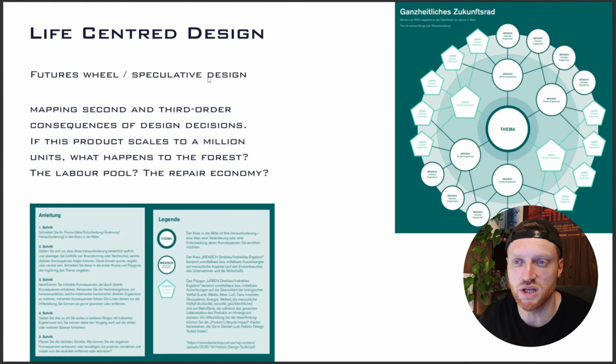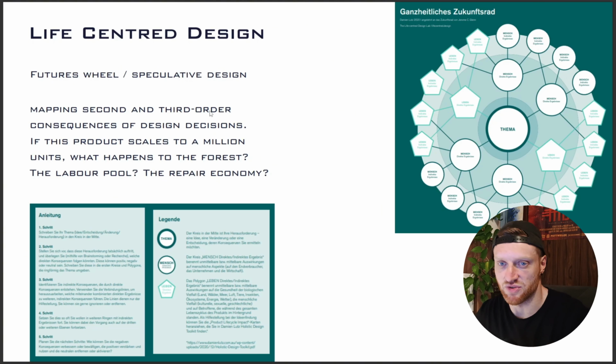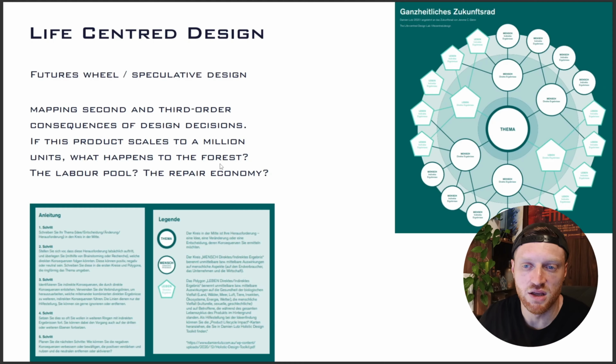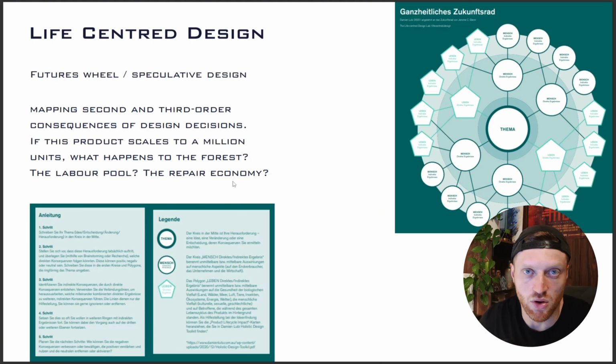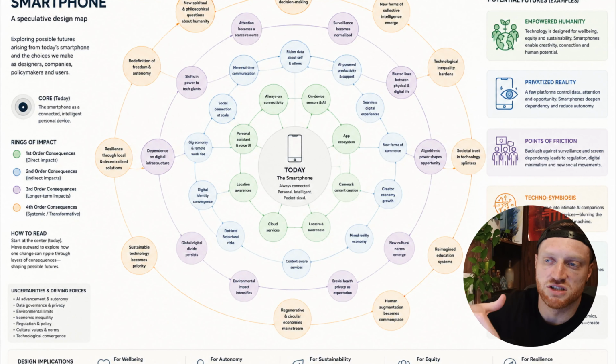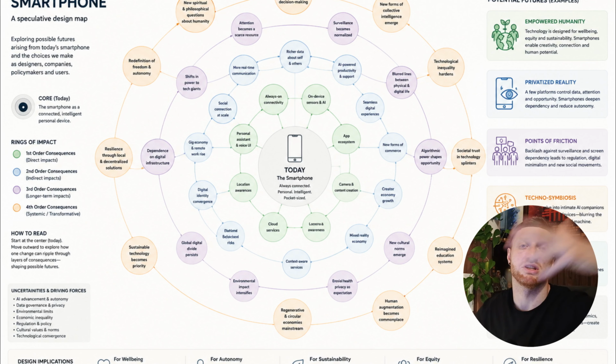Then we have the futures wheel or the speculative design. Here the idea is that you map second and third order consequences of design decisions, right? So if your product would scale to 1 million units, what would happen to the forest? What would the impact be to the labor pool? How would that impact the repair economy, right? All these things you could potentially make out. You can basically also go further than just second, third order consequences, go beyond and beyond, and also get a glimpse of how this potentially shapes the future.